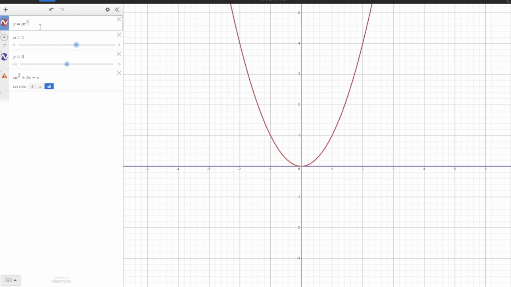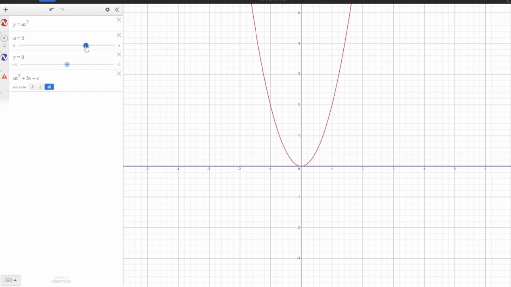As you can see here in our parent function up here, we have y equals ax squared. Now, as we change a, try to see what happens. If I increase a, you can see how it gets thinner and thinner. This is known as a vertical stretch. If you think about pulling these ends closer and closer together, it's kind of like stretching the function out.